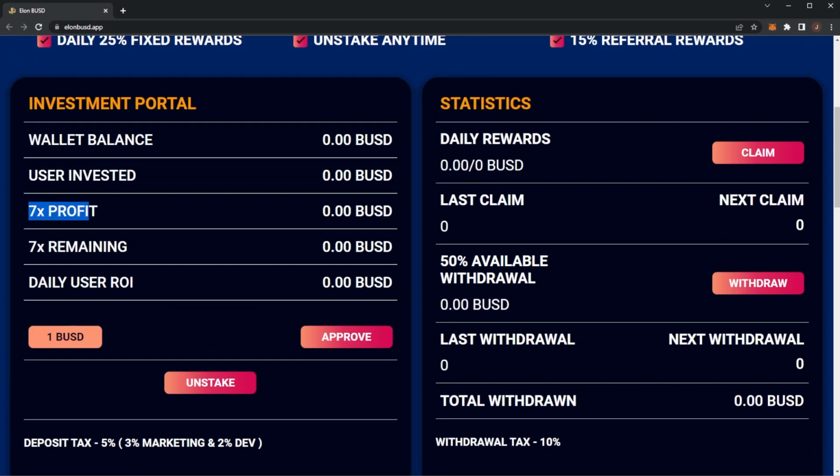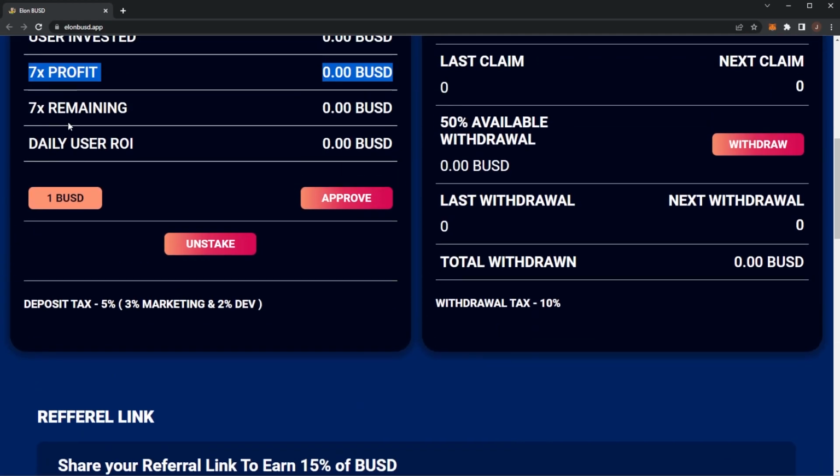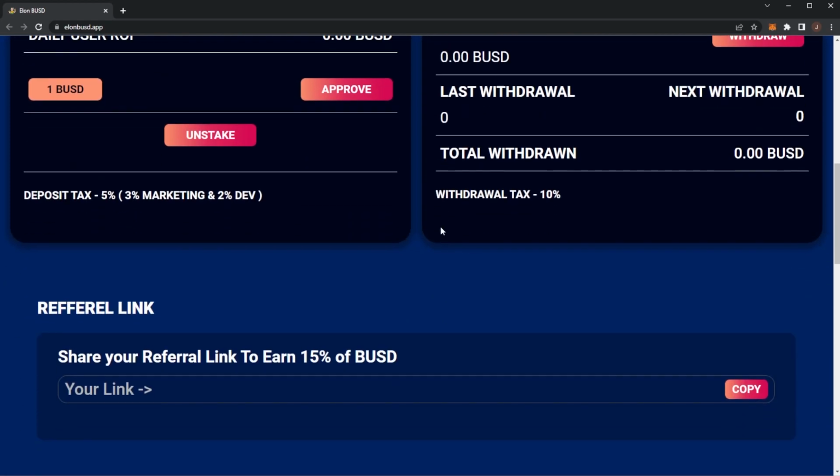Again, I believe you can only get up to a 7x profit, which saying only is a bit of a lowball. It is very nice. So 100 deposit, you could get up to a 700 BUSD withdrawal. And then again, you can unstake your initial, which is very nice. I like these miners and platforms now that are allowing people to unstake their initial investment.